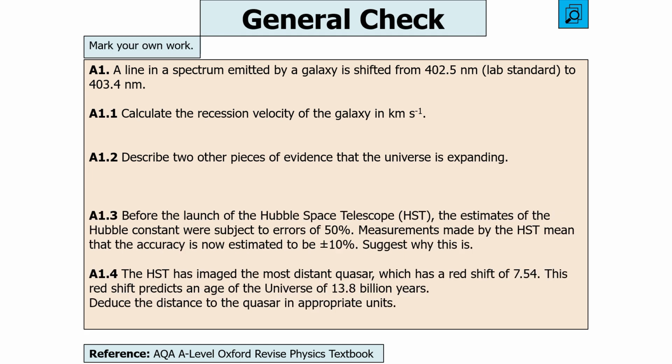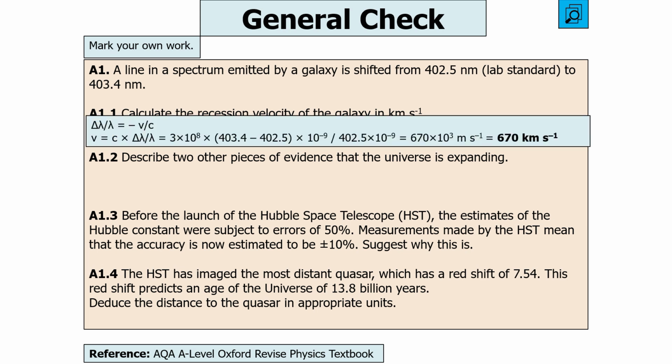Right, in this first one, we use our redshift equation. We've got our wavelength, so it's going to be the change in wavelength over the wavelength equals minus v over c. Rearrange that, make v the subject. We can work out our change in wavelength from the information given. Now remember, we want our value in meters per second, so you've got to convert your nanometers into meters. So you pop in all the values and you get 670 times 10 to the 3 meters per second, which is 670 kilometers per second.